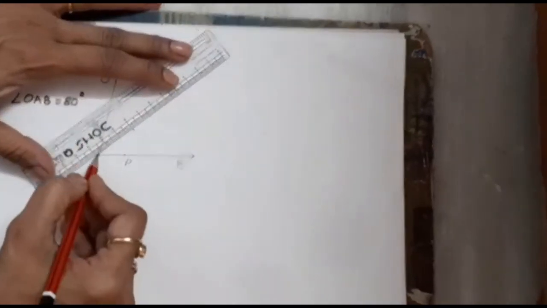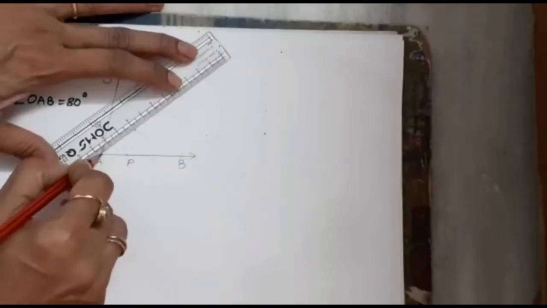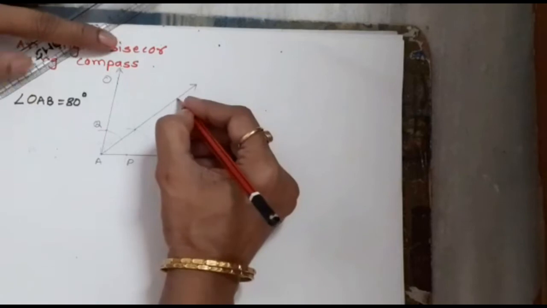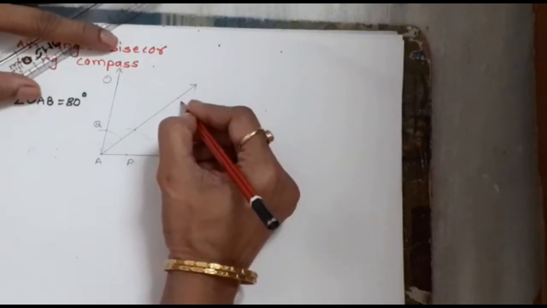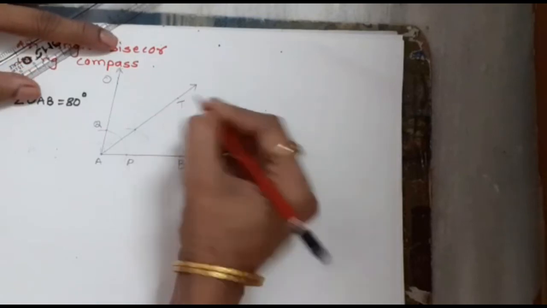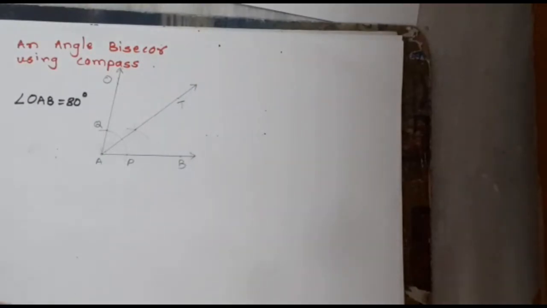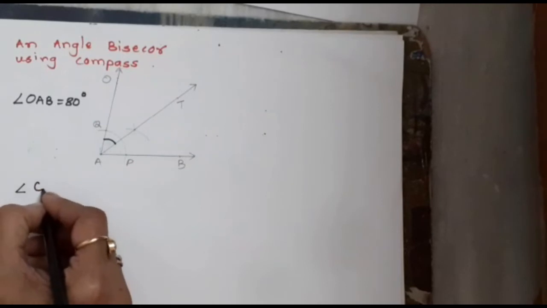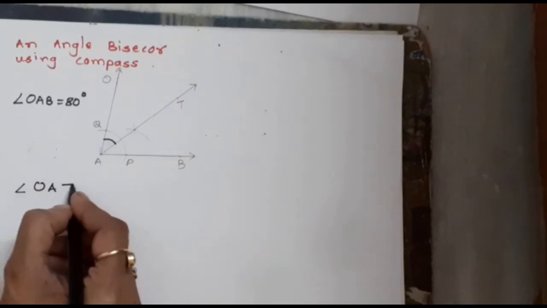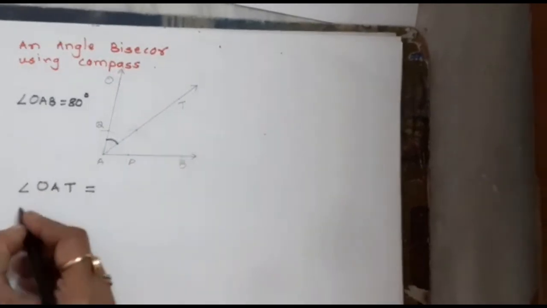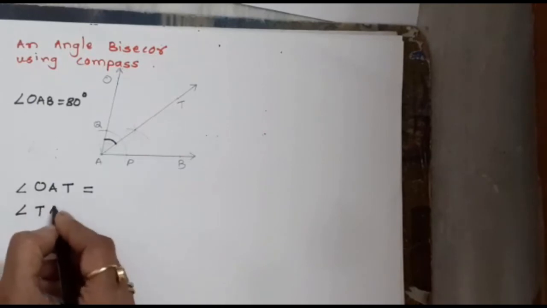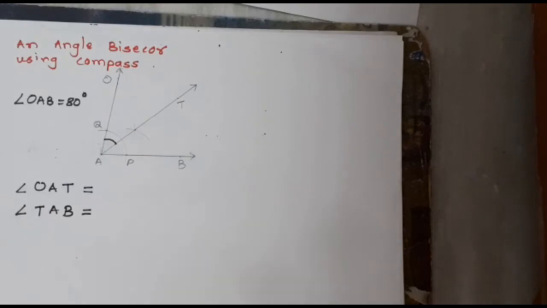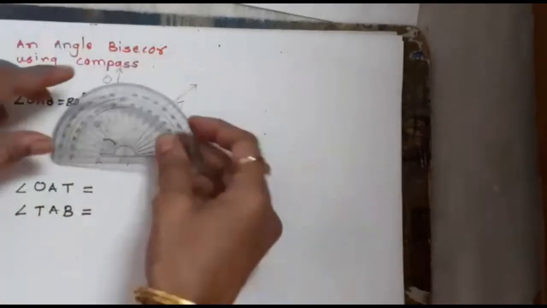Join this vertex of angle A and this point, give its name as T. Okay. So we will get two angles, angle OAT and second angle, angle TAB. Okay. Now measure this angle with the help of protractor.